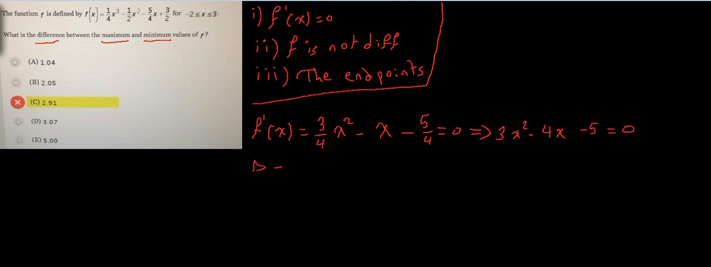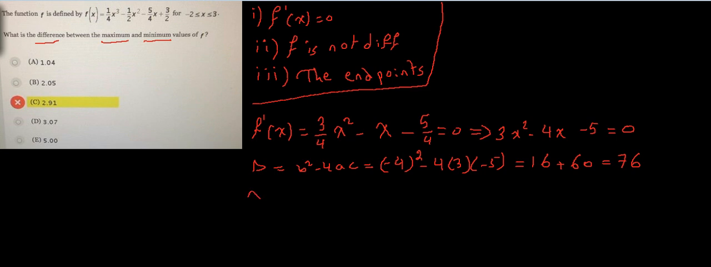So then we have to find delta. Delta is b squared minus 4ac, and how much is that? b is minus 4, all squared, minus 4 times a, which is 3, and times c, which is minus 5. Then minus 4 squared is 16, and minus 4 times 3 is minus 12, times minus 5 is plus 60. So the final answer for delta is 76, positive 76. So we have two distinct roots.